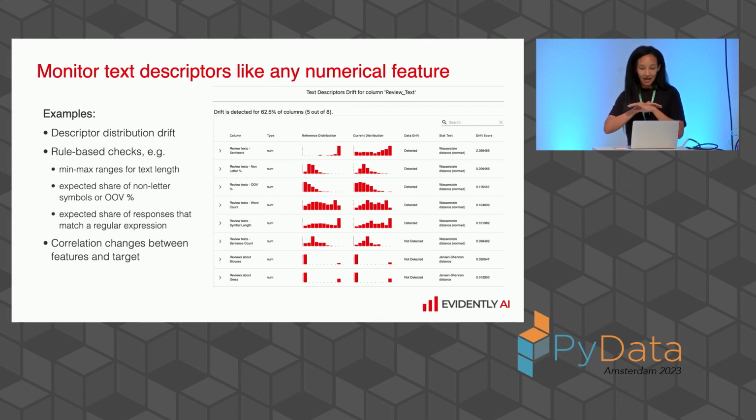So we can use any method we can use for numerical data or categorical one, like correlations between, for example, some descriptors and the target. We can track drift, right? And it's also will be very insightful, especially if you invested enough time into building and calculating the right descriptors.